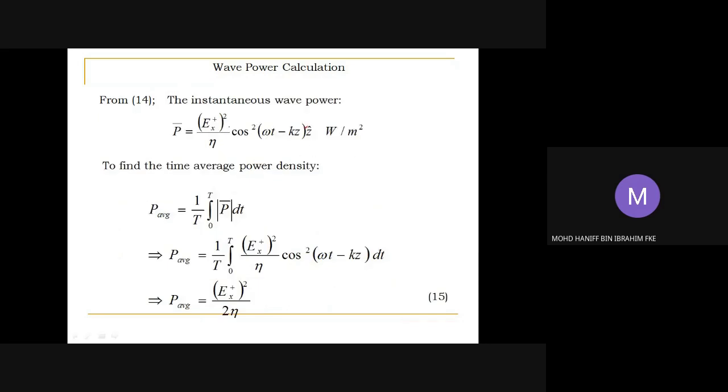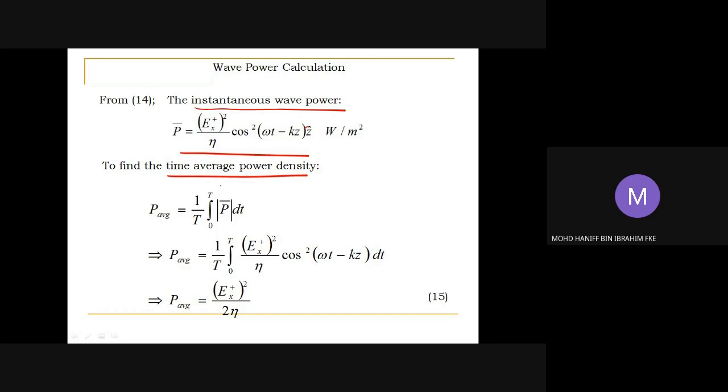We call it the instantaneous wave power, which is the result of the E field wave equation crossed with the H field wave equation, and that should be the equations we have obtained. But it is more common to calculate the wave power as a time average power density, which is more meaningful.